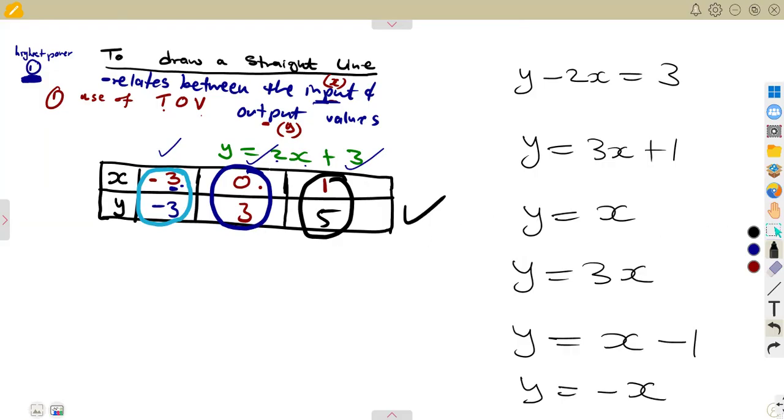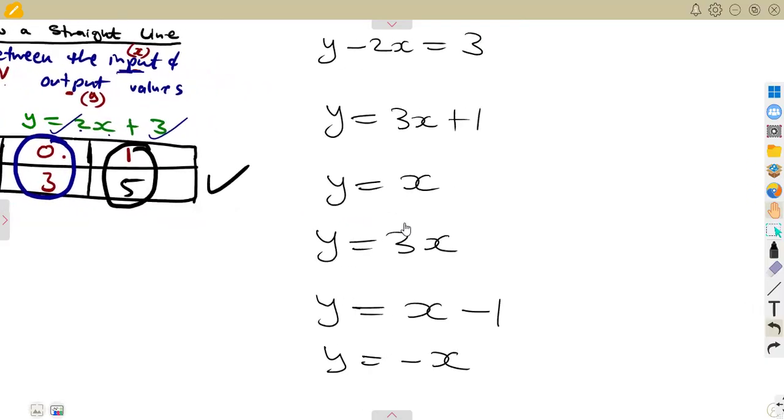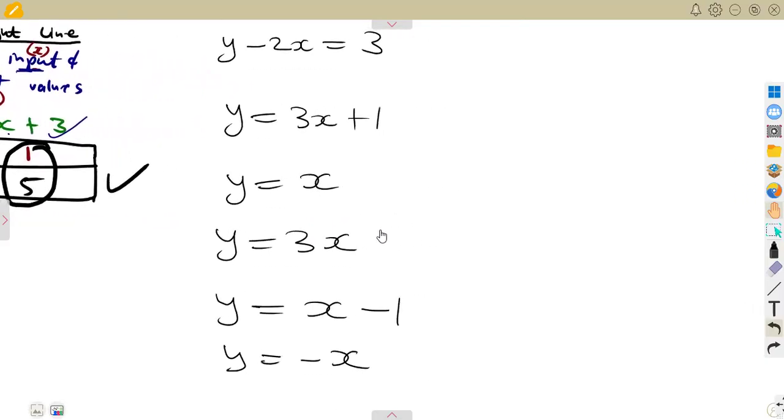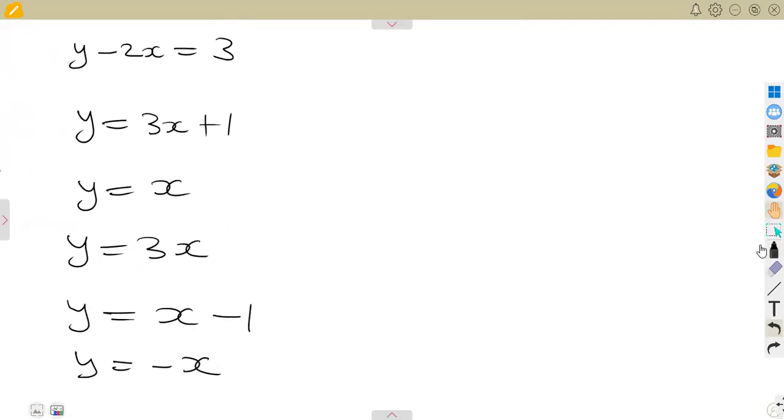So I want us to try as many questions as we can, drawing these graphs. Are we on the same page here?